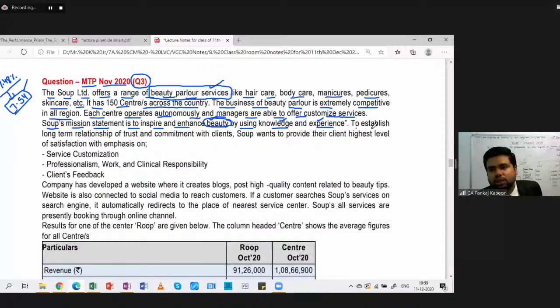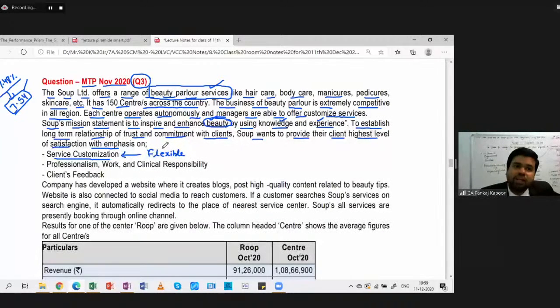Okay, further, to establish a long-term relationship of trust and commitment with the clients, SOUP wanted to provide their clients the highest level of satisfaction, with the emphasis upon service customization. This shall be seen as flexibility. It means you are flexible enough that you can customize according to the need of the customer. This is nothing but the determinant dimension of performance of the building block model.